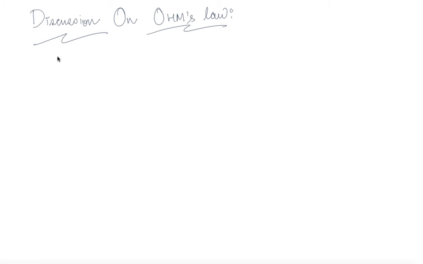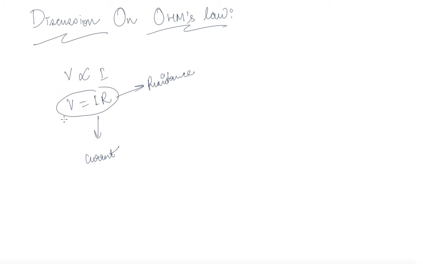So in this particular video, we will be discussing this relation, V is proportional to I, or perhaps V equals IR. That is how current works. This is current, this is resistance, and this is potential. How these are interrelated in different materials.